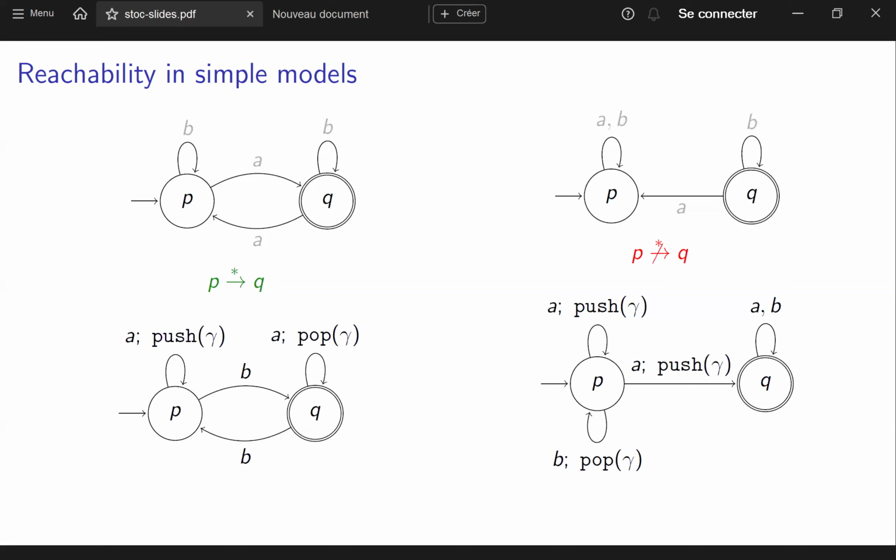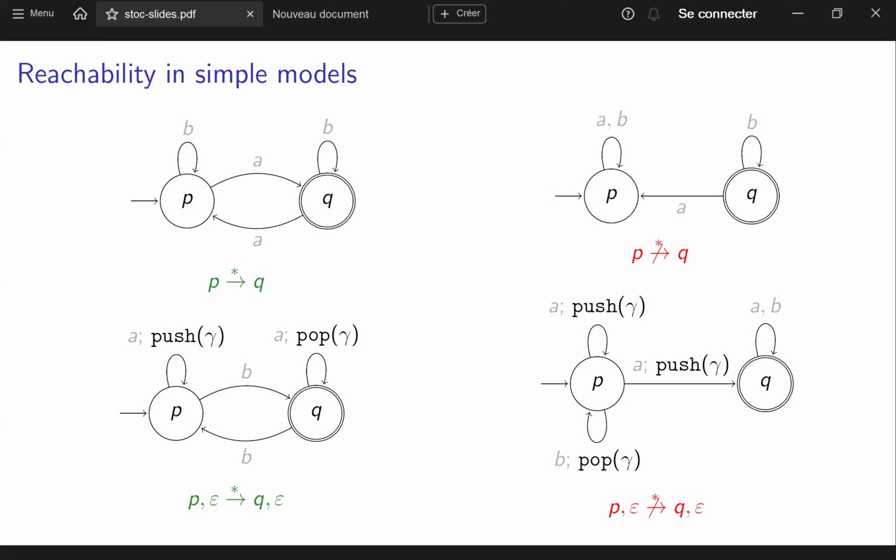A slightly more complex model is a pushdown automaton, that is an automaton equipped with a stack. Again, we forget the input letters. We fix an initial and a final state, and we want to know whether we can go from the initial state with an empty stack to the final state, also with an empty stack. In the example on the left, the answer is yes. You can go directly from the initial to the final state without any stack operation. On the other hand, in the example on the right, the answer is no. You cannot reach Q with an empty stack because you have to push something on the transition from P to Q, which cannot be popped later.